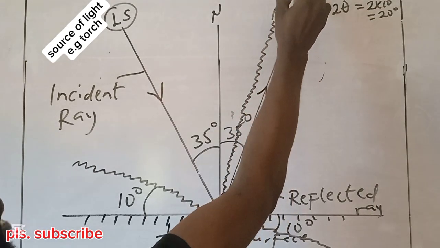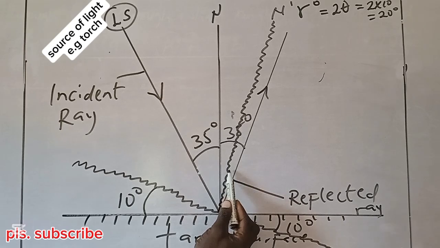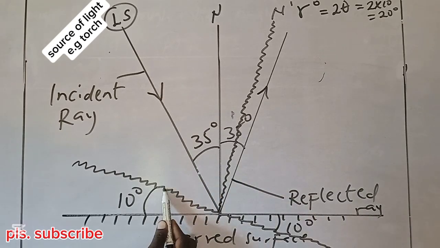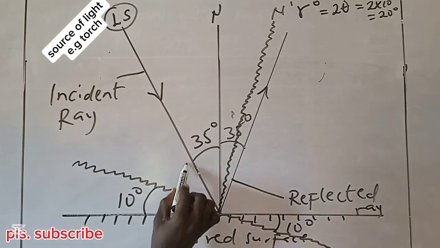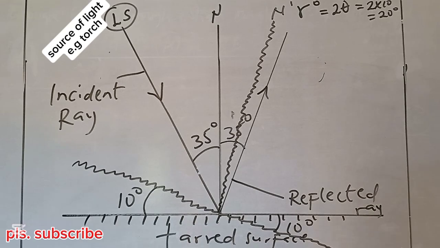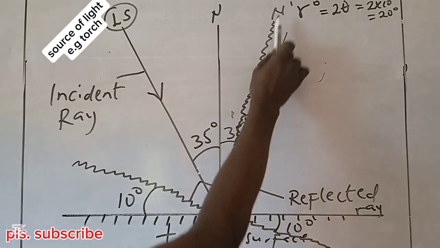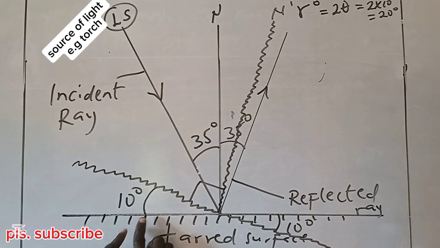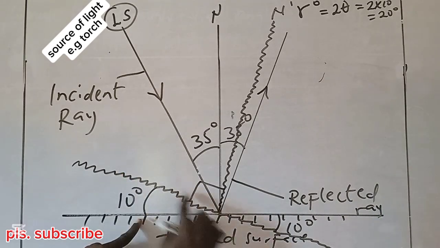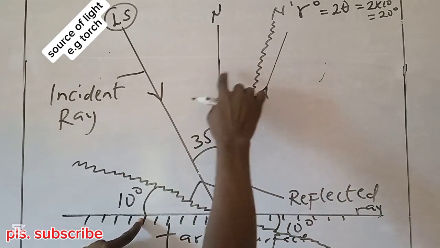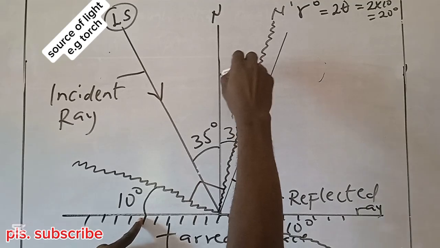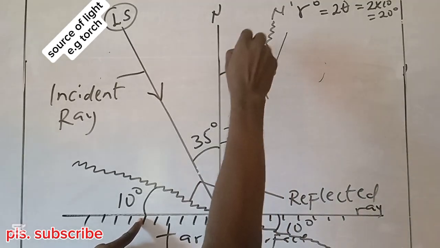So let me call this one N prime. The normal is now at 90 degrees with this new plane. So this is my new normal, 90 degrees. Okay. So I have a new normal. And notice, I shifted this plane mirror from this point. The normal also shifted from that point. Therefore, they will maintain the same angle. It will also be 10 degrees.